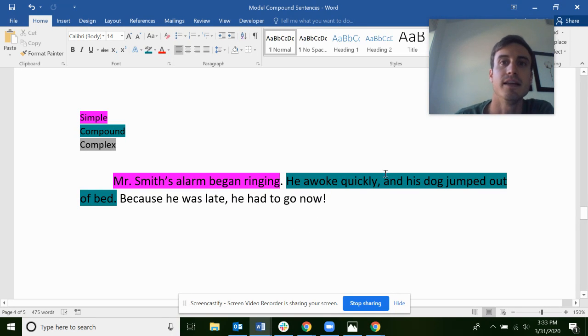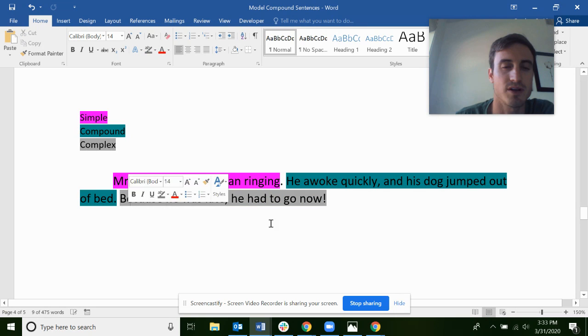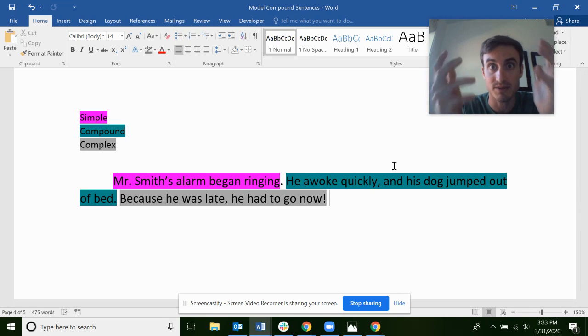Because he was late, he had to go now. Okay, this is an example of a complex sentence. It shows this complex idea here. He had to leave now. Why? Because he was late. He woke up late. So this shows a variety of sentences, and it's important to use a variety of sentences when you write because you don't want to be super boring and just have a bunch of simple sentences.